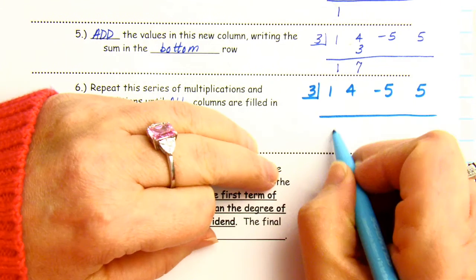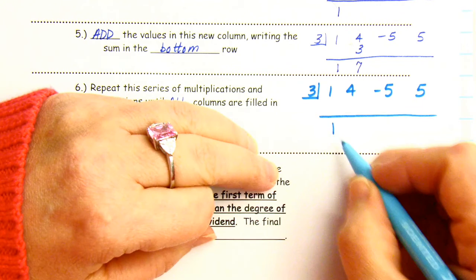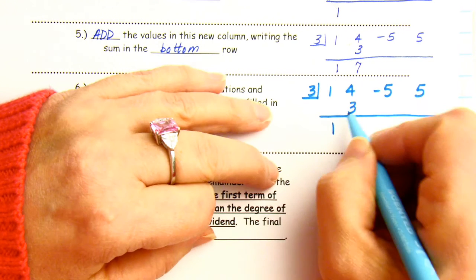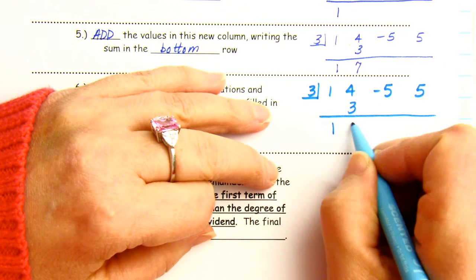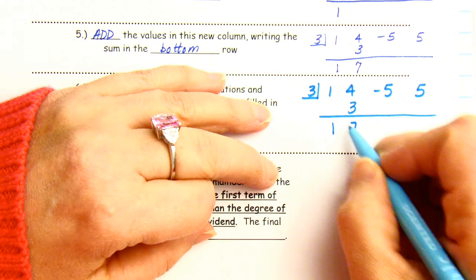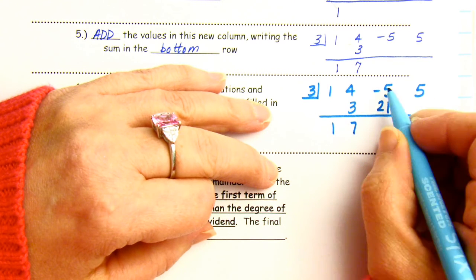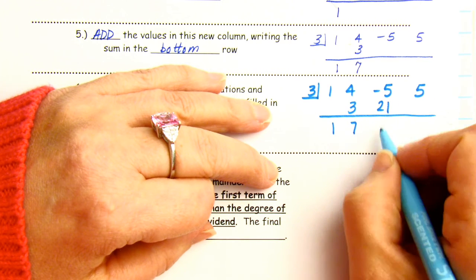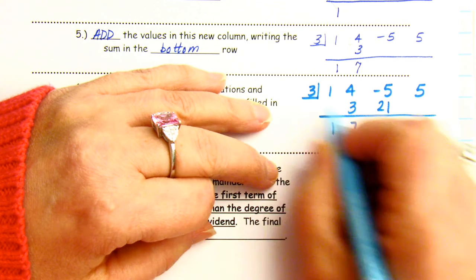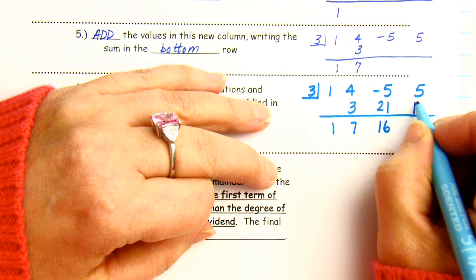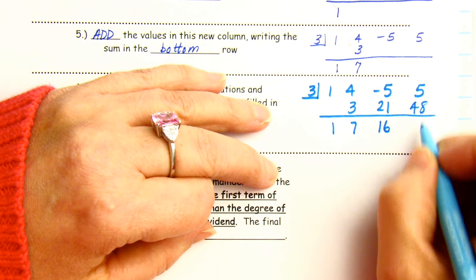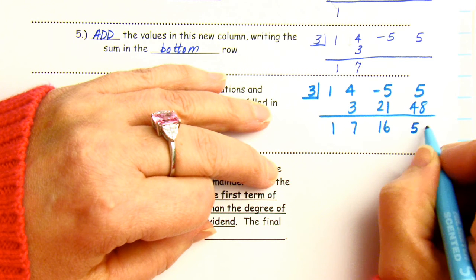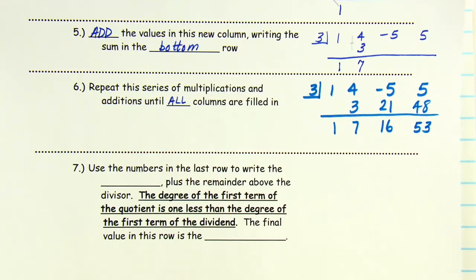Drop down to the lower level. Multiply on the diagonal. 3 times 1, 3. On the straight up and down, we add 7. Multiply on the diagonal, 21. Add on the straight up and down, 16. Multiply on the diagonal, 48. Add on the straight up and down, 53. All right, now what do we do with this? Well, we write our quotient plus our remainder.